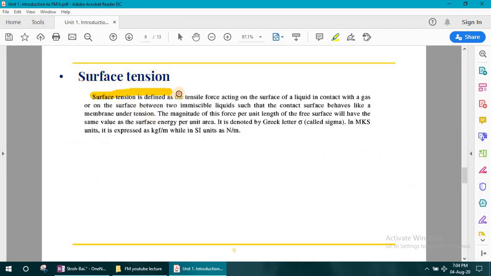So surface tension is defined as the tensile force acting on the surface of a liquid in contact with a gas. This phenomenon only occurs when there is contact between two different fluids, that is water and air. Surface tension is represented by the Greek letter sigma, and in the MKS system it is expressed in kgf per meter, and in the SI system it is expressed in Newton per meter.